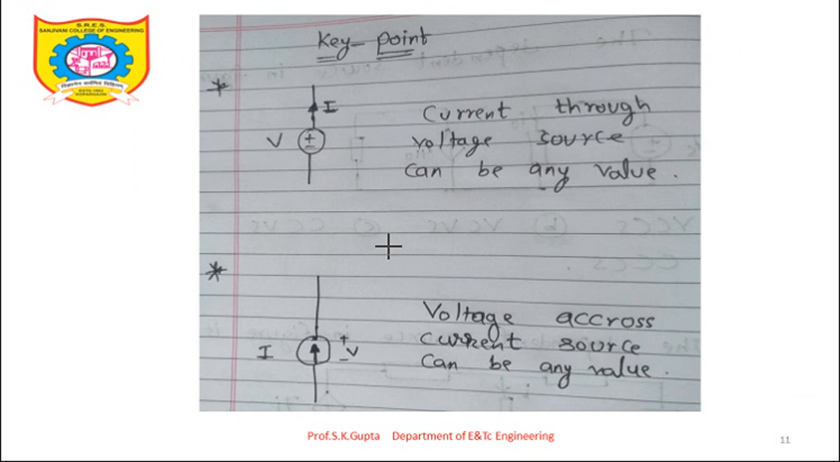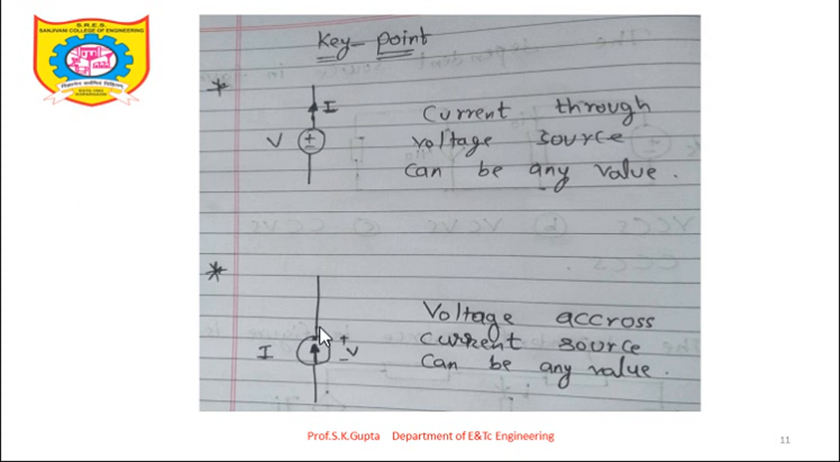Suppose I have one voltage source. Now the current through this voltage source can be of any value. This current can be any value. It depends on which elements you have connected, to which value of resistors you have connected, or which elements you are connecting to this voltage source. So what is the point? That the current through a voltage source can be any value.